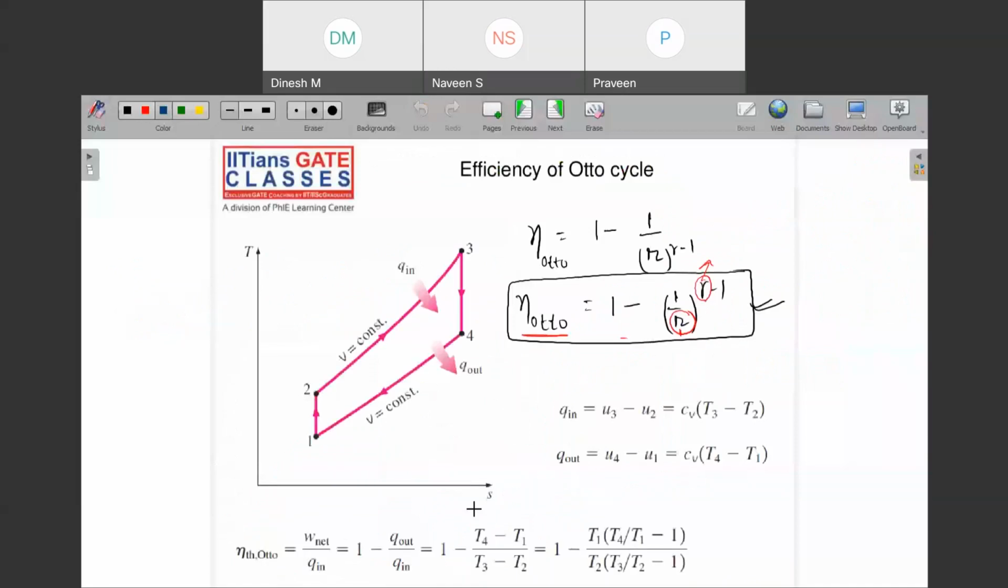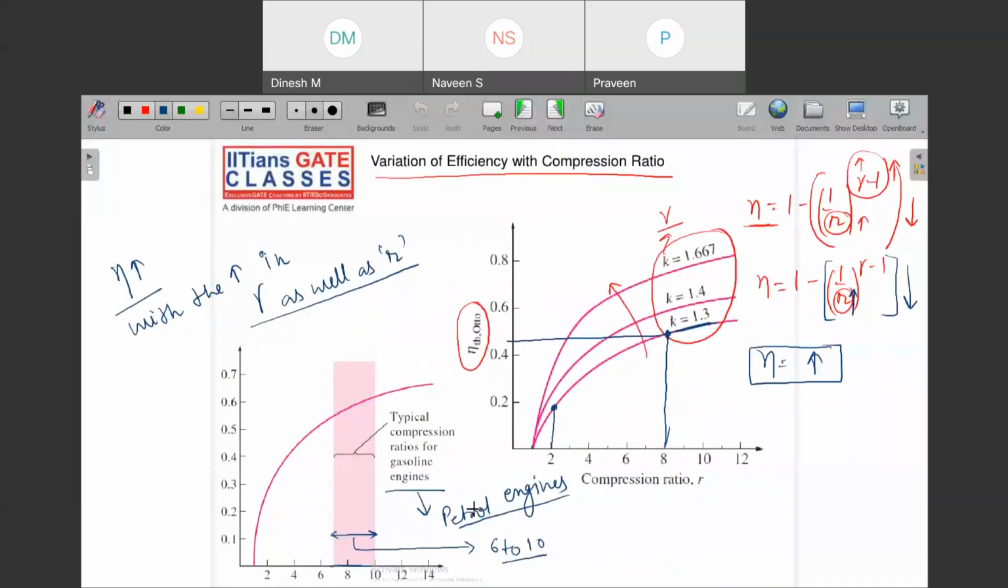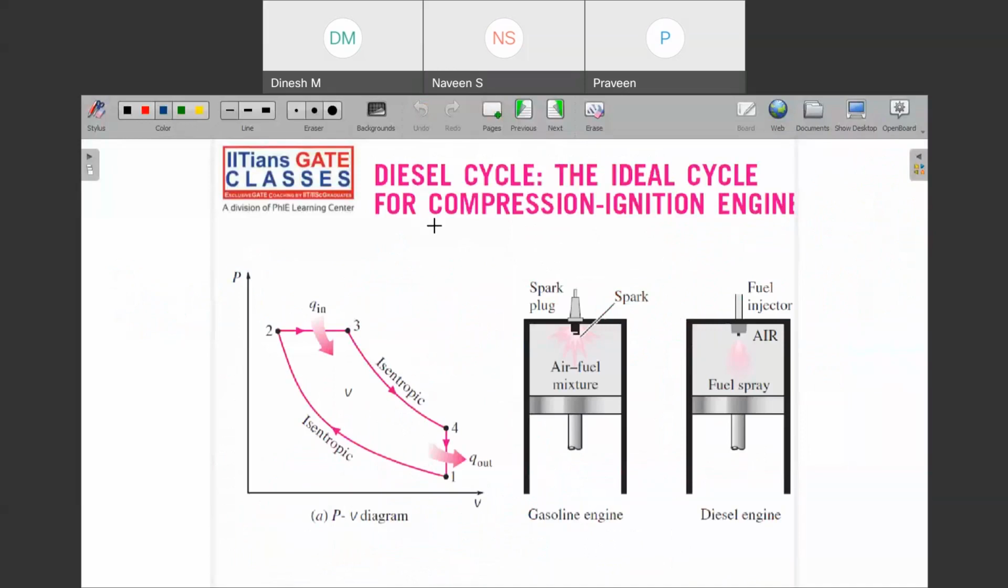Now let us move to the diesel cycle. This is the ideal cycle for what? Compression ignition engine. What is the difference between a gasoline engine and a diesel engine? In your gasoline engine, means in a petrol engine, there is a spark plug which sparks the air fuel mixture.